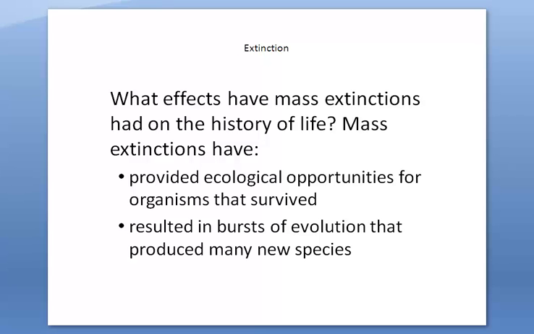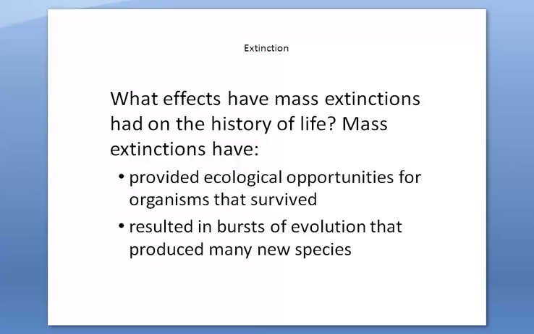So we're going to look at what impact mass extinctions have had on the history of life. Mass extinctions have provided ecological opportunities for organisms that survive. A good example is that if the dinosaurs never died off, mammals would have never had a chance to survive and develop, and we might not be here today. Since all the dinosaurs died at the end of the Cretaceous period, which probably seemed catastrophic at the time, it provided opportunities for other organisms to grow and develop and take their turn on the Earth. It also resulted in bursts of evolution that produced many new species.